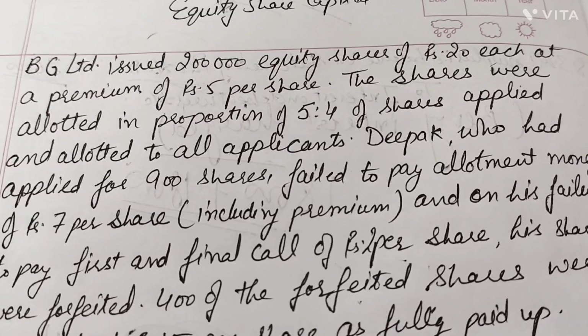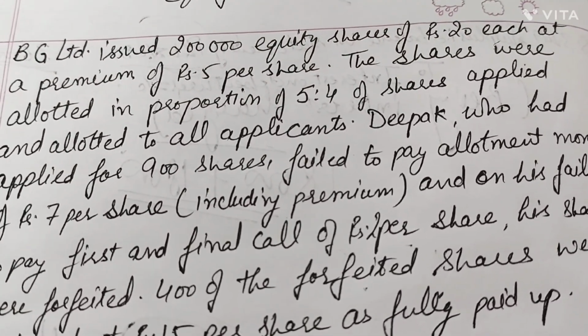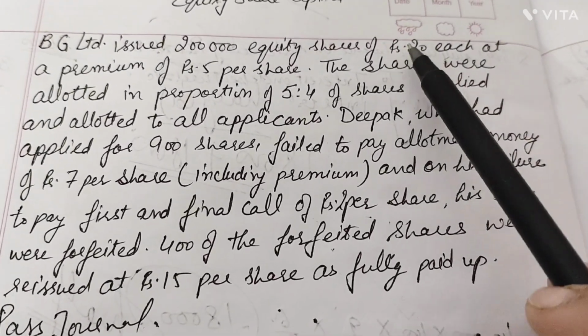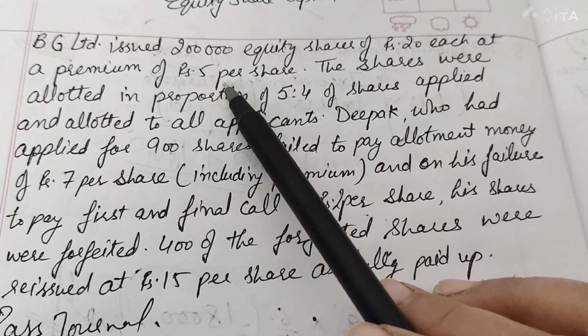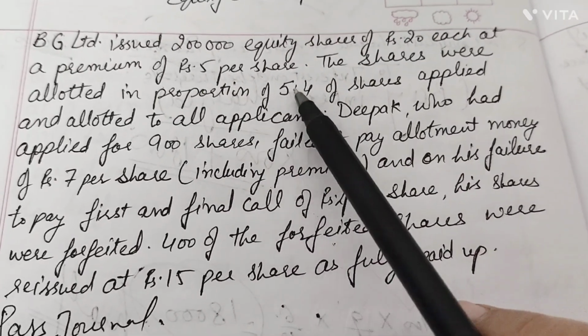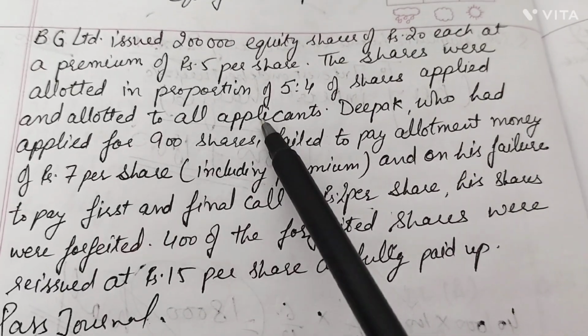Let's see. BG Limited issued 2 lakh equity shares of 20 each at a premium of 5. That means the total sum receivable by the company is 20 rupees for equity share capital and 5 rupees for securities premium. The shares were allotted in the proportion of 5:4 of the shares applied, to all applicants.